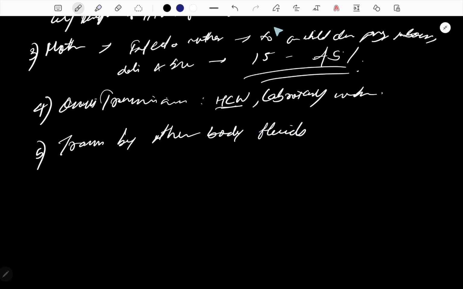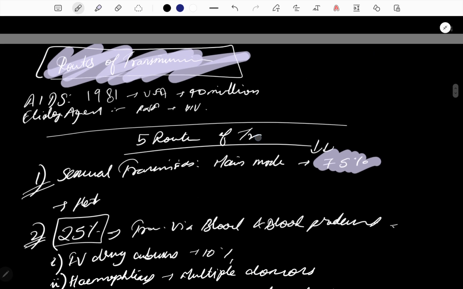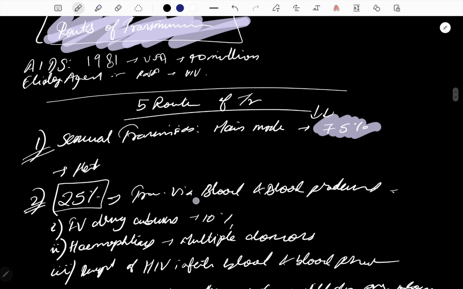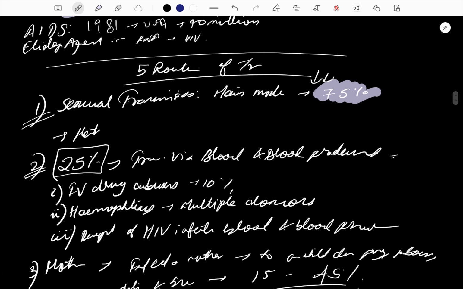So this was all about the routes of transmission of the HIV virus, the virus of AIDS.